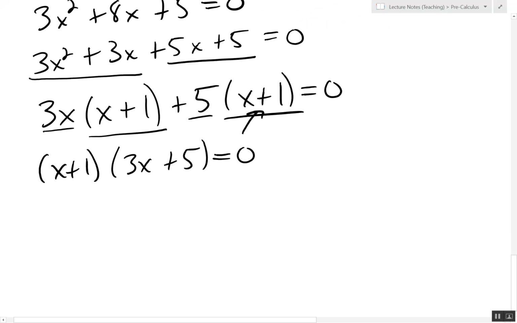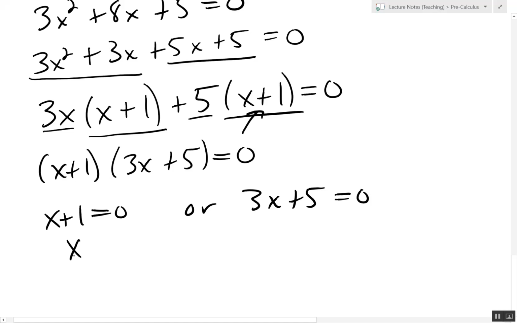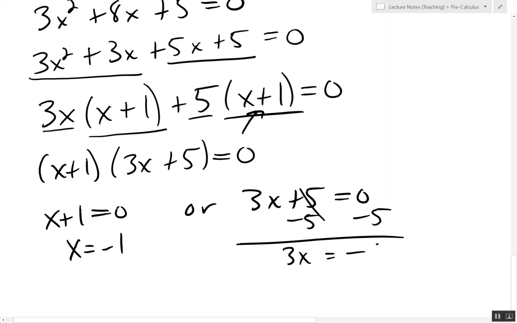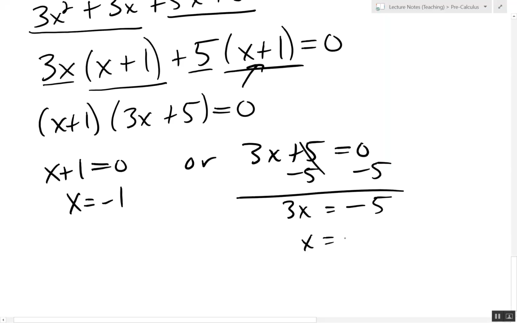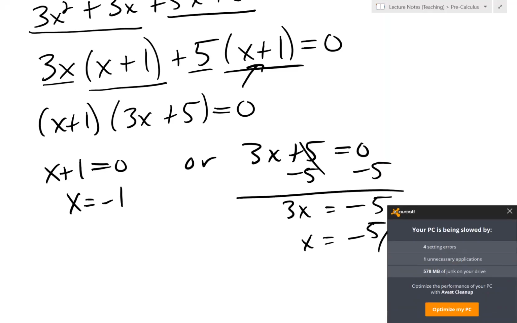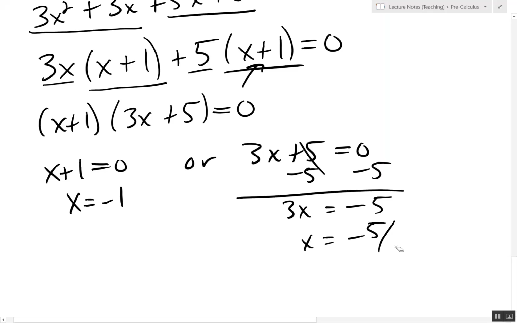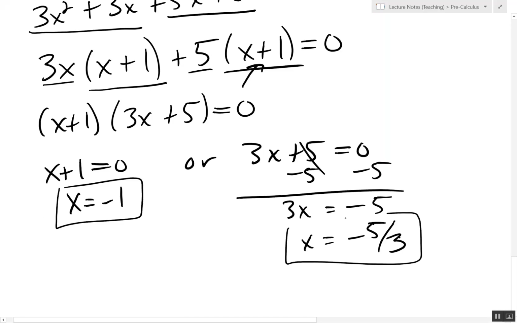So we can apply the zero product property and get x plus 1 equals 0, or 3x plus 5 equals 0. So this gives me x equals negative 1, or let's do this one out a little bit. We'll get 3x equals negative 5, so x is negative 5 thirds. And these are going to be our solutions. You can check them, but I think your skills are competent enough that you can check these on your own, so I will let you do that, and that'll be the end of this video.